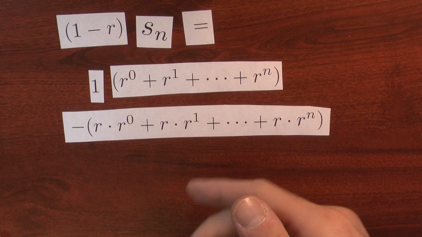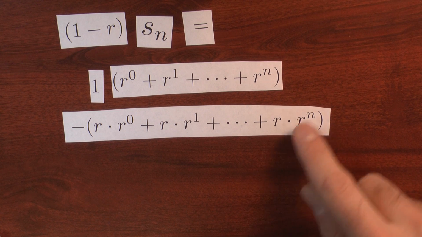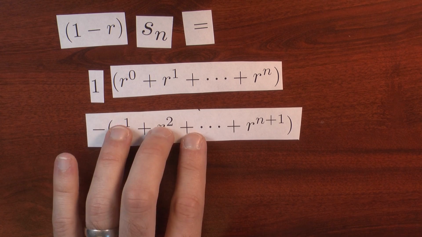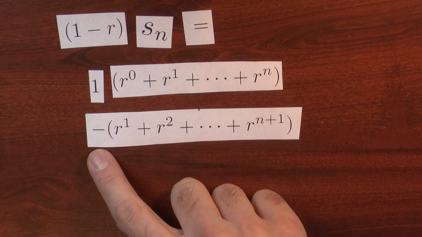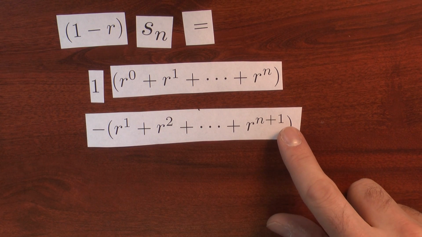R times r to the first is r squared, and so on until I get to r times r to the n, which is really r to the n plus 1. So instead of writing it this way, I could rewrite r times s sub n as r to the first plus r squared until I get to r to the n plus 1.